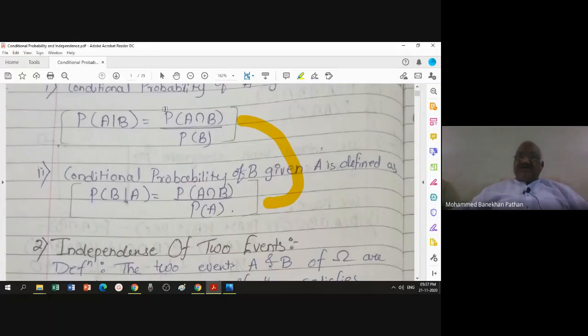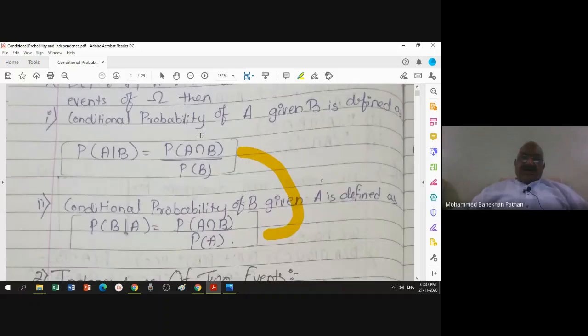Now, this is not an original definition. It is derived from the logic. What logic? If event A and B are not related, that means A is not affecting B, then you have probability of A given B as simply P of A. So that is a different way of explaining conditional probability.